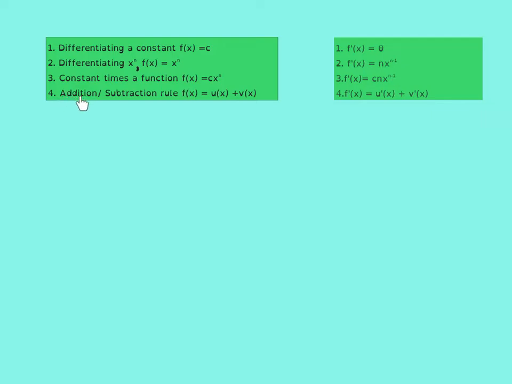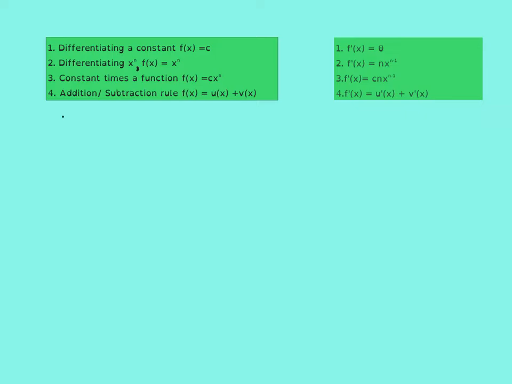So the last one is the addition and subtraction rule. So if we have f of x equal to u of x plus v of x, so addition of two or more functions, or subtraction, how are we going to find the derivative? f dash of x is pretty much we differentiate term by term. Okay, so this is a lot of letters. Let's go with some examples.